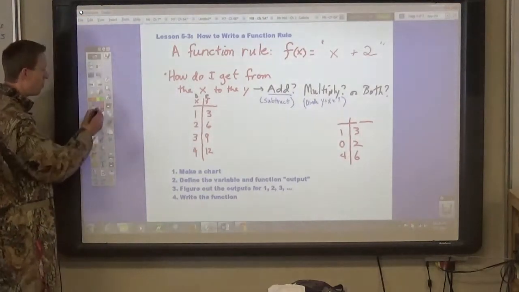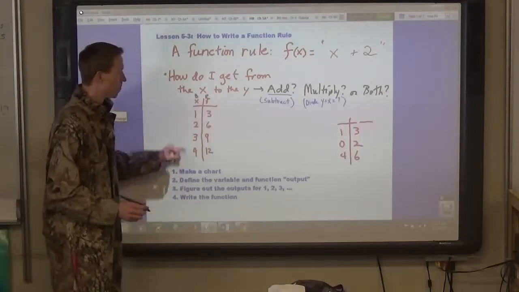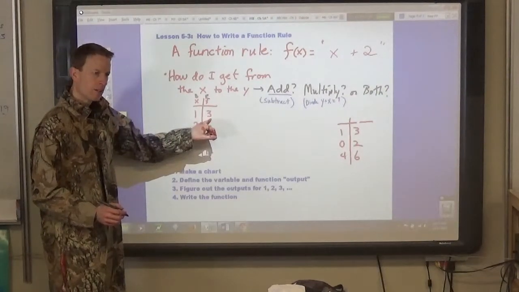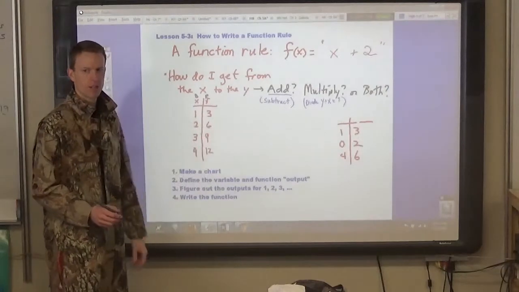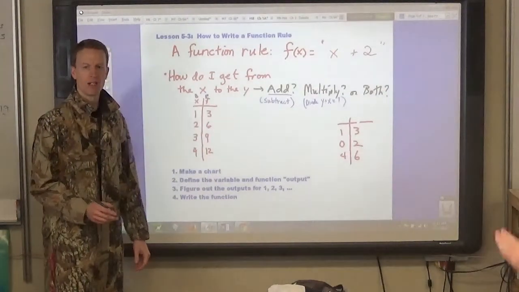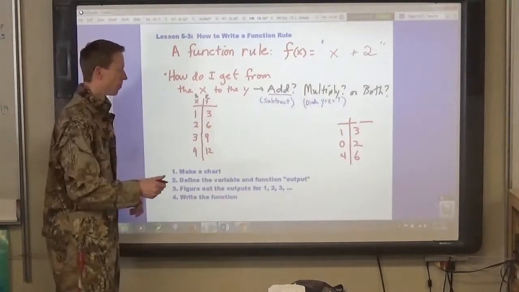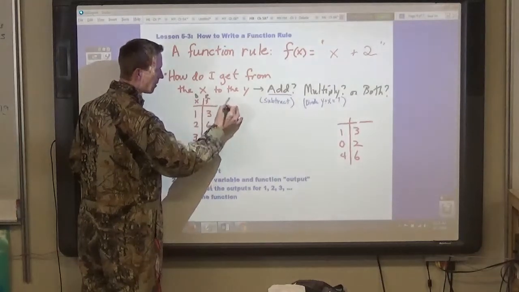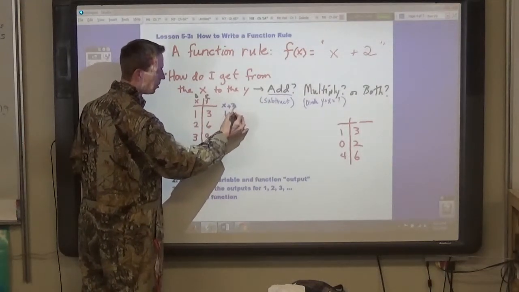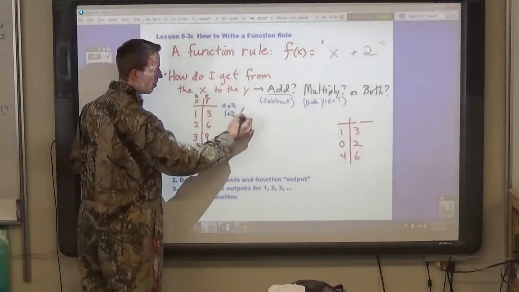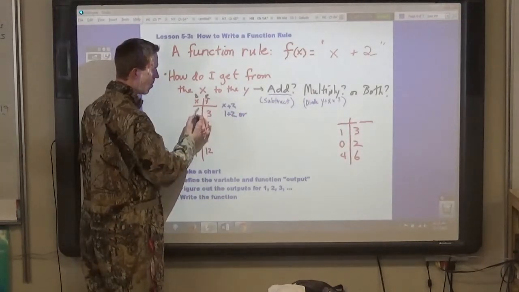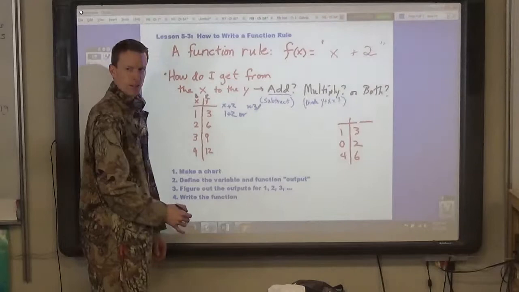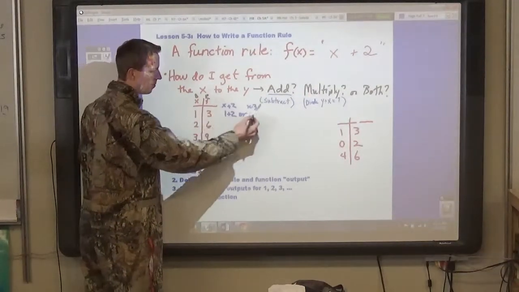So one of the things I have to do is look at 1. What's the difference between 1 and 3? How could you get from 1 to 3? You could do 1 plus 2, or 1 times 3. So we could do x plus 2, or x times 3. That's how you could get from this number to this number.